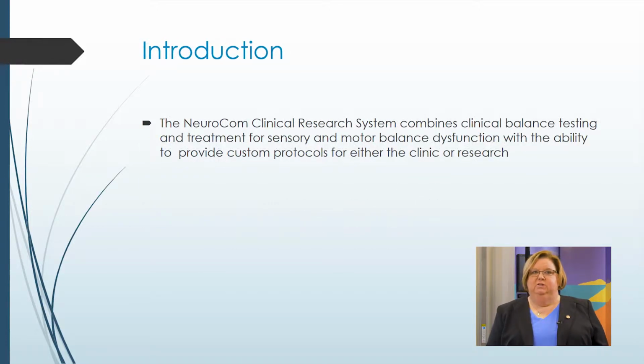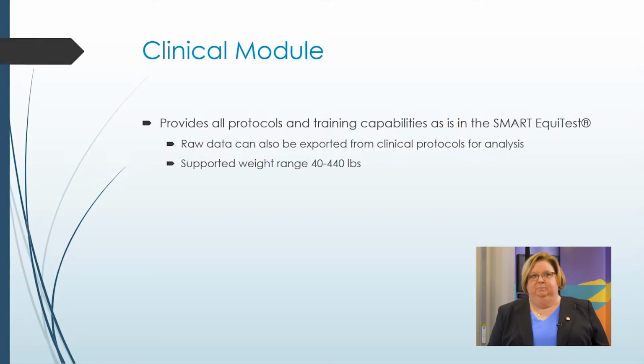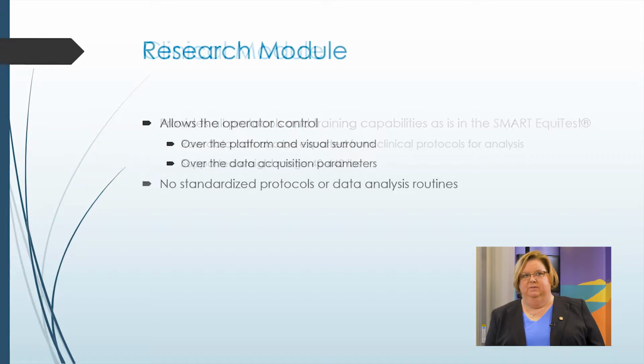So the clinical research system combines the clinical balance testing and treatment for sensory and motor balance dysfunction with the ability to provide custom protocols for either the clinic or research. The clinical module provides all protocols and training capabilities as in the Smart EquiTest. The raw data can also be exported from the clinical protocols for analysis, and it does support a weight range of 40 to 440 pounds.